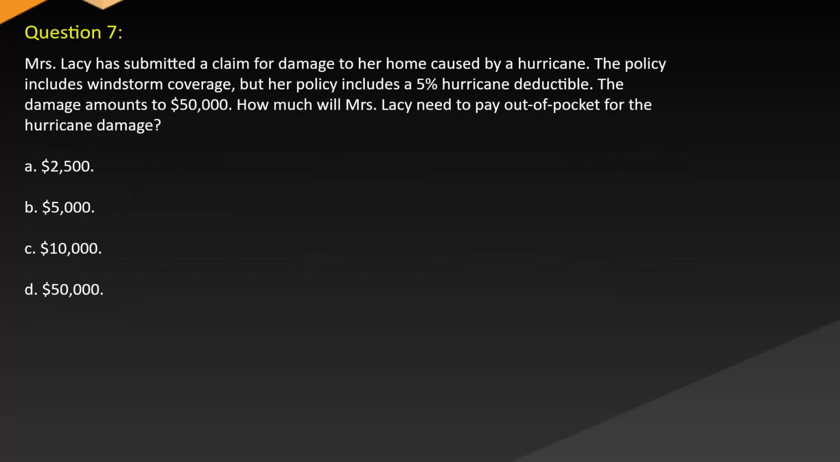Question 7. Mrs. Lacey has submitted a claim for damage to her home caused by a hurricane. The policy includes windstorm coverage, but her policy includes a 5% hurricane deductible. The damage amounts to $50,000. How much will Mrs. Lacey need to pay out of pocket for the hurricane damage? A. $2,500. B. $5,000. C. $10,000. D. $50,000.